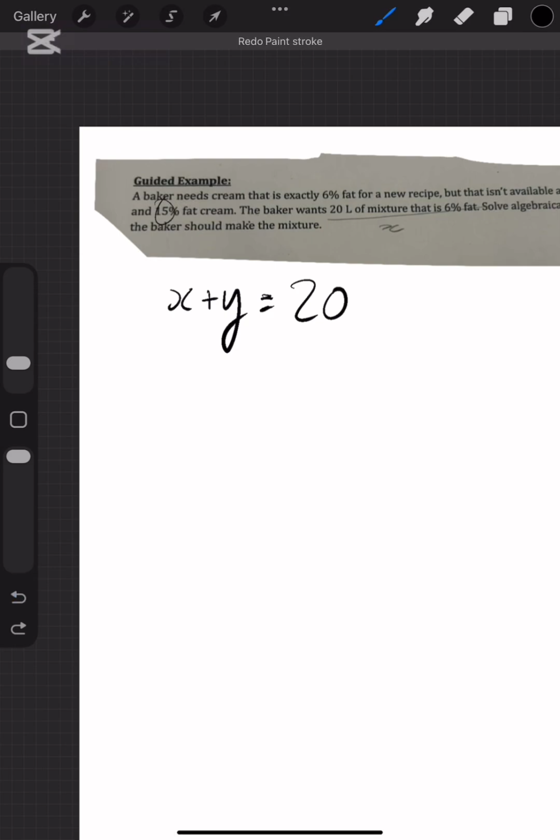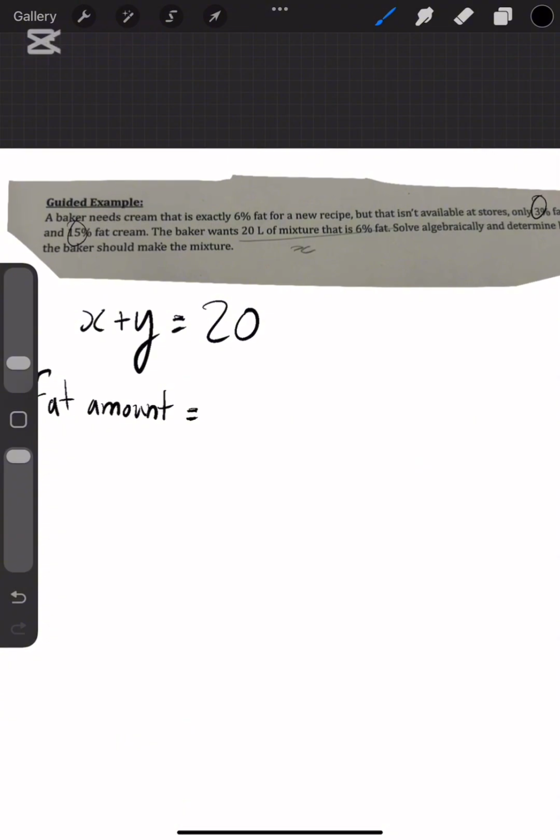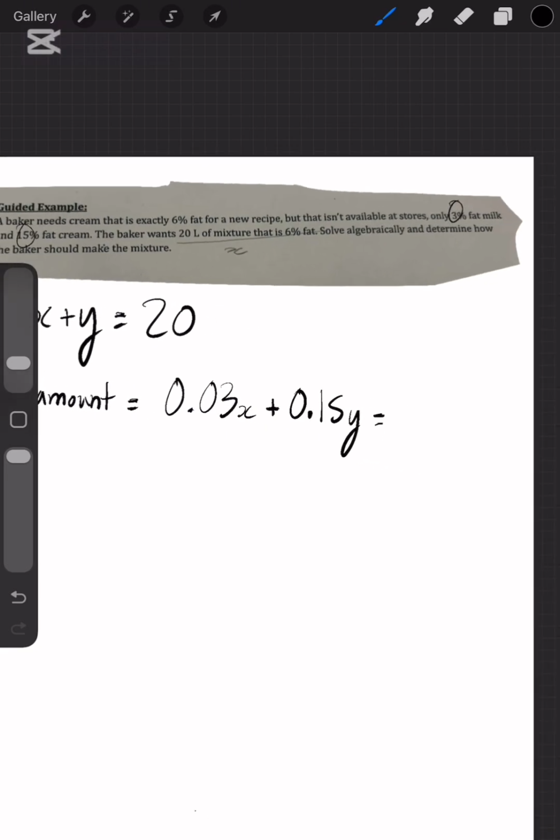And we can create an equation using x and y, because we're given that there is a 3% fat milk and 15% fat cream. So 0.03x, so 3% of x, plus 15% of y, so the cream, should be equal to 6% fat of the mixture, so 6% of 20. There we go, which is equal to 1.2.